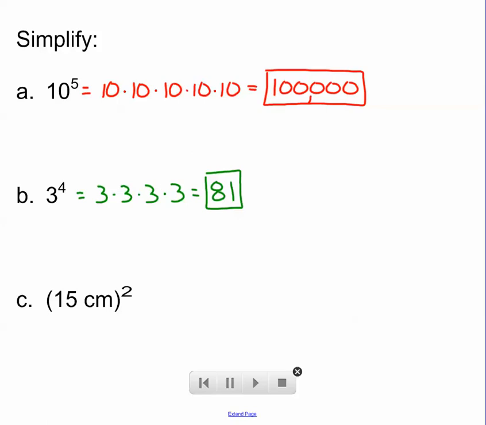All right, and then the last one, 15 centimeters squared. That's 15 centimeters times 15 centimeters, which is 225 centimeters squared. Just like 15 times 15 is 225, a centimeter times a centimeter is a centimeter squared. So it works with units as well.